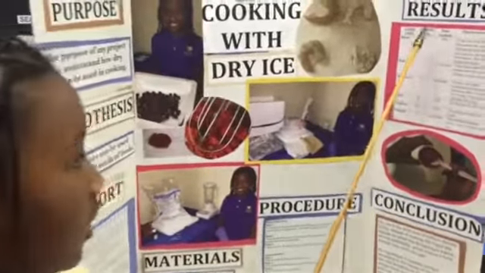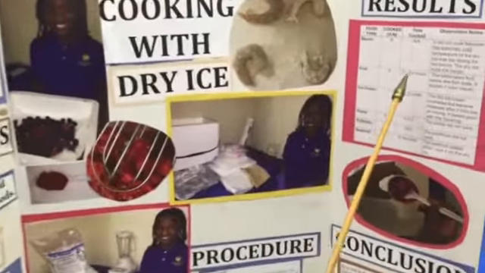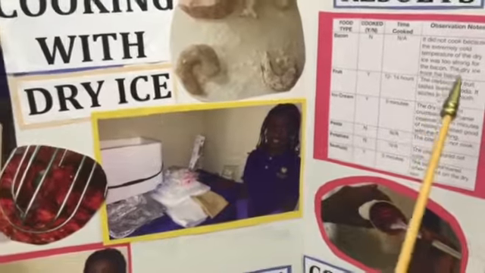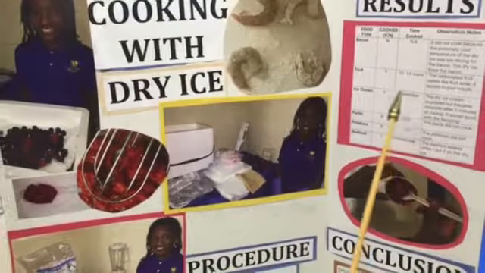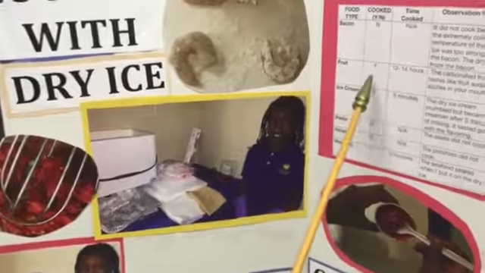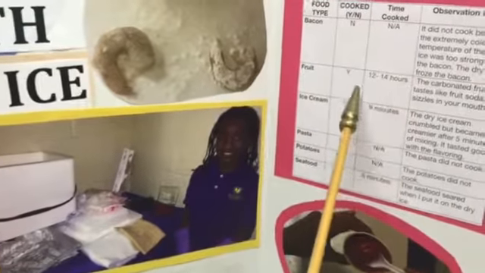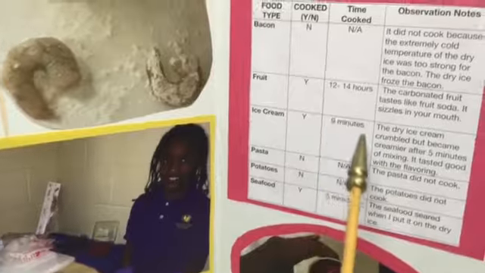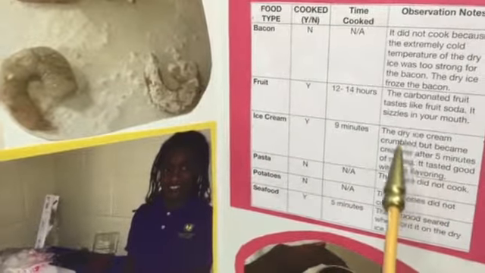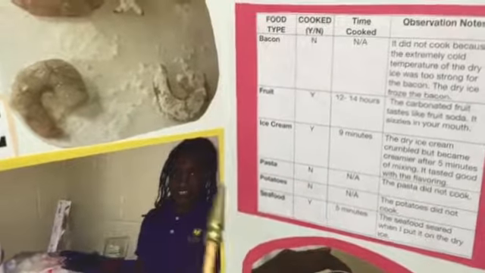Results. Bacon. The bacon did not cook because the extremely cold temperature of the dry ice was too strong for the bacon, and it froze the bacon. The carbonating fruit, yes, it worked. The time cooked was 12 to 24 hours. The carbonating fruit tastes like fruit soda. It sizzles in your mouth.